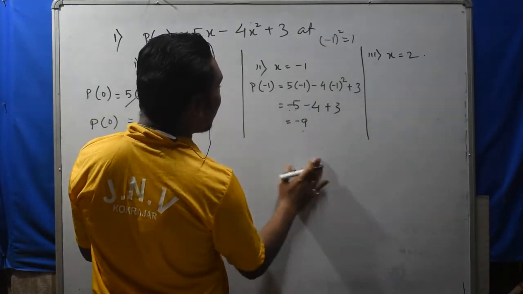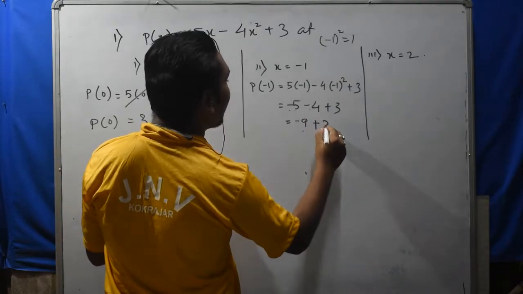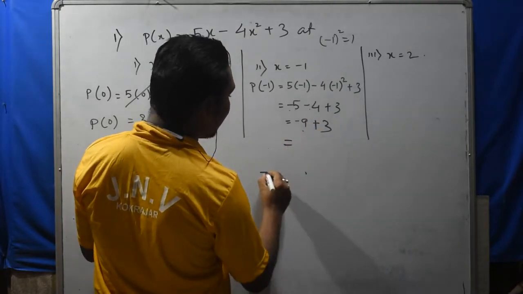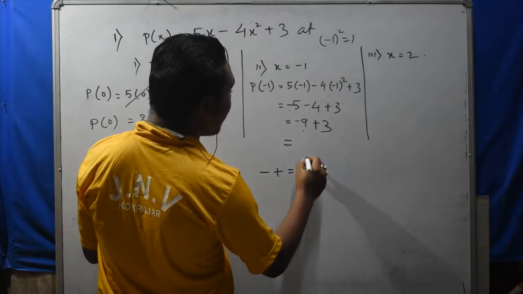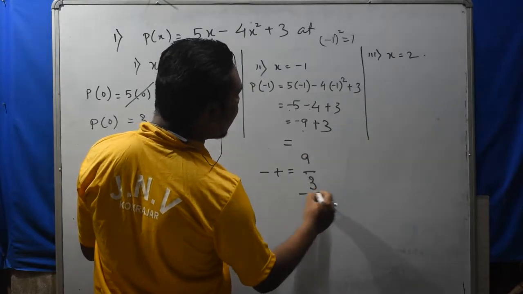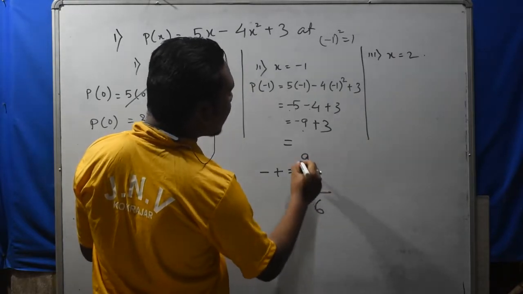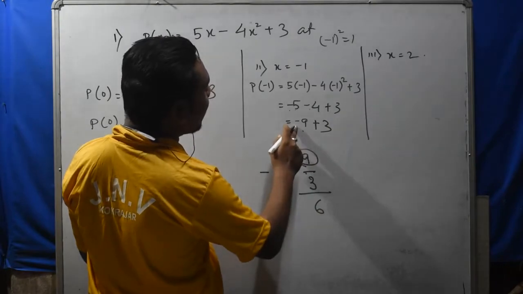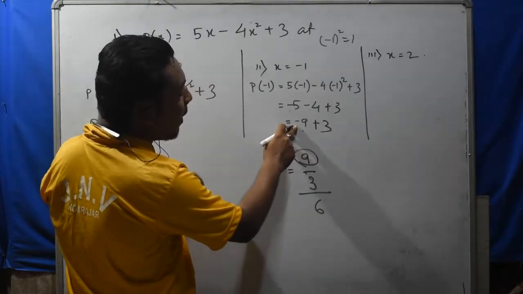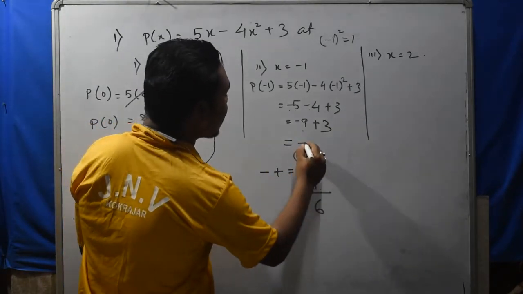Understand this property properly. Plus 3. Again minus, plus: minus bigger number upward, smaller number downward. 9 minus 3 is 6. The symbol will be of the bigger number, and the symbol of the bigger number is minus. So it will be minus 6.